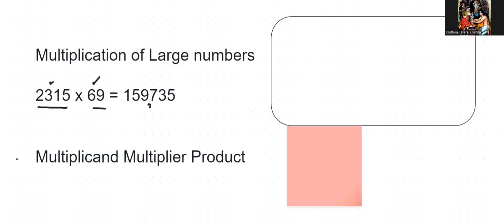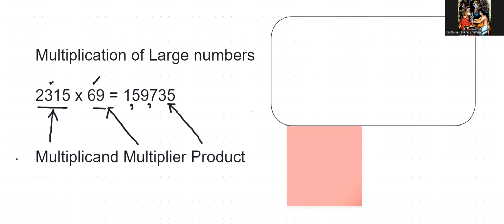So this sum, 1,59,735 கிடைச்சிருக்கு. ஸோ இந்த ரெண்டு நம்பர்ஸ் என்னன்னு சொல்லுவோம். ஃபர்ஸ்ட் பார்ப்போம். இந்த ஃபர்ஸ்ட் நம்பரை மல்டிப்ளிகன்னு சொல்றாங்க. இந்த செகண்ட் நம்பரை மல்டிப்ளையர். You call that a multiplier. And the answer that you obtain by multiplying the numbers is called the product.